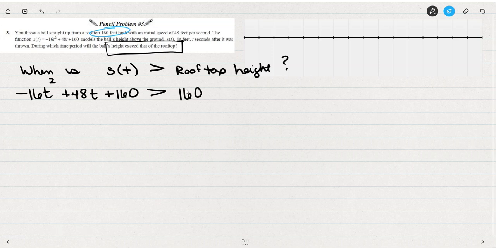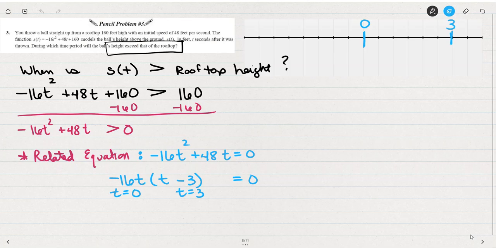What we're going to do next is find the related equation and set it to 0. So if we subtract 160 from both sides and write the related equation, we'd get negative 16t squared plus 48t is equal to 0. So subtract 160 from both sides, and that's greater than 0, but then the related equation would be equal to 0. We could solve that equation by factoring. I factored out the GCF, negative 16t, and the other factor is going to be t minus 3, so that gives us t equal to 0 or t equals 3, and that gives us our chart.